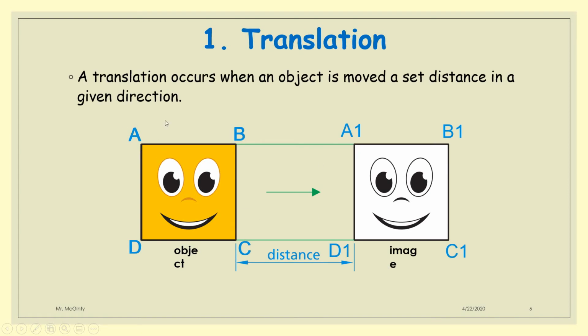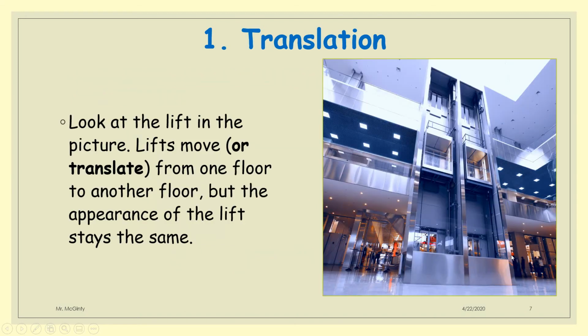So the distance from A to A1, if that's 100, B to B1 is going to be 100, C to C1 is going to be 100, and D to D1 is going to be 100, okay? So every point moves in the same direction at the same distance. That's basically a translation, alright? So you're moving an object from one position to another.